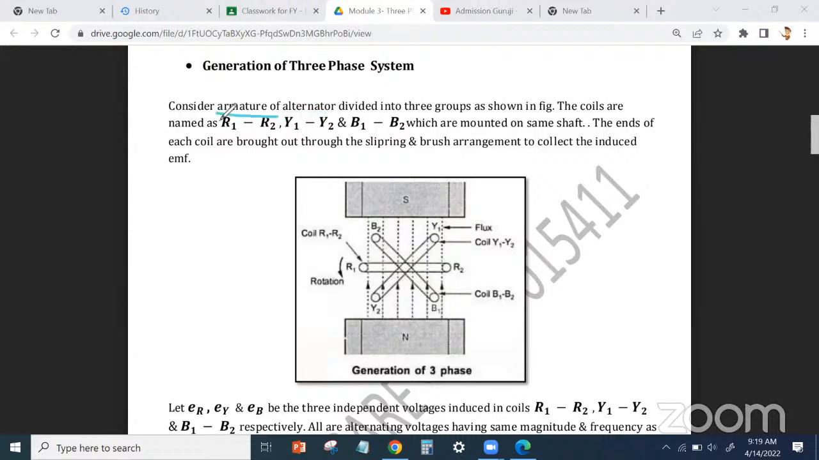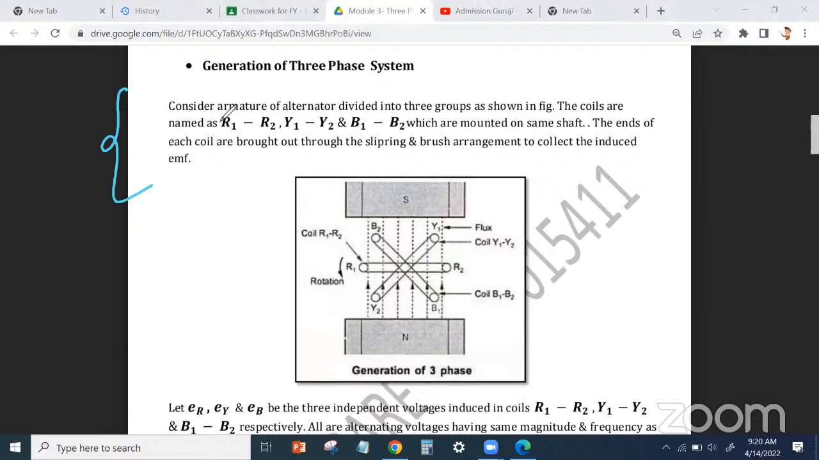So consider the armature of an alternator divided into 3 groups as shown in the figure. Write this statement. The coils are named R1, R2, Y1, Y2, B1, B2. We have 3 supplies, 3 voltages. So there are three coils. The first coil is R1, R2, second is Y1, Y2, and third is B1, B2, which are mounted on the same shaft, same hardware. The ends of each coil are brought out through slip ring and brush arrangement to collect the induced EMF.